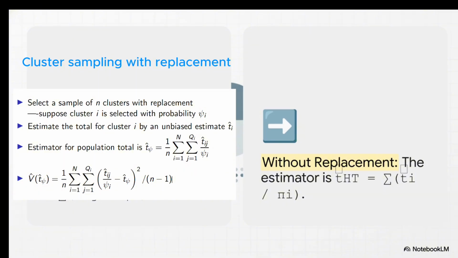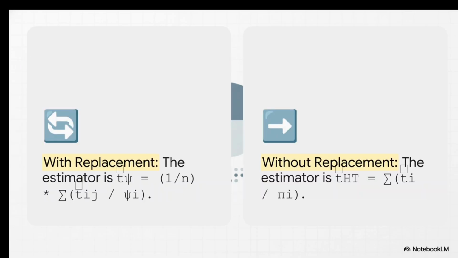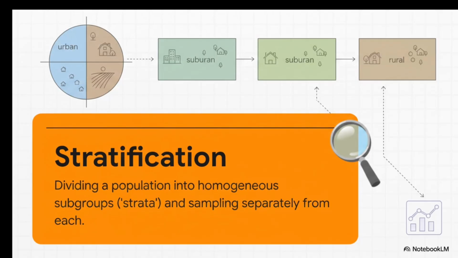Now, on the right is what we usually do in practice, sampling without replacement, using what's called the Horvitz-Thompson estimator, t-hat. Here, pi is the inclusion probability. What's the chance that cluster i makes it into our sample at all? The variance is way more complicated because we have to account for the fact that picking one cluster changes the probability of picking another. Next up in our toolkit, stratification.